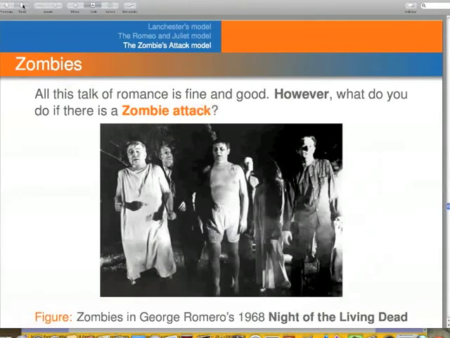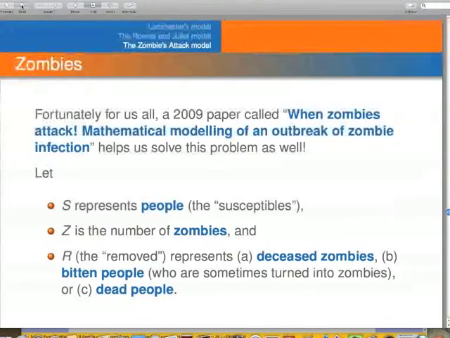From love and war to zombie attacks. George Romero actually modeled Night of the Living Dead on a book by Matheson called The Last Man on Earth. But he came up with this model where zombies would attack humans, and if they bit them, then the human would turn into a zombie. And the humans would try to kill the zombies, but couldn't unless they shot them in the brain.